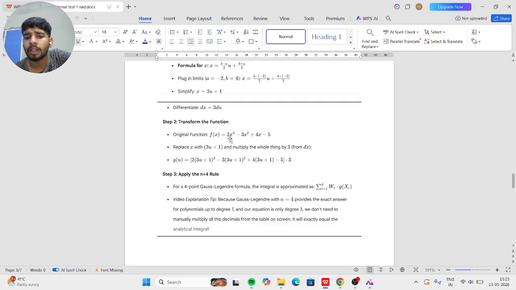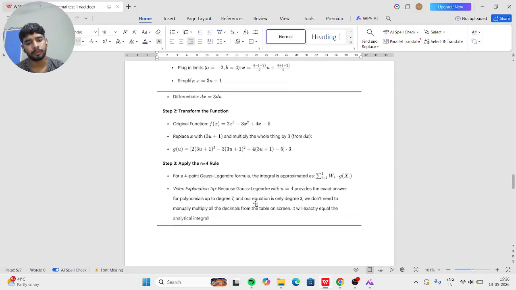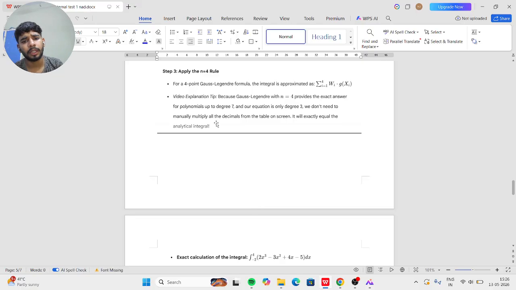Now we will transform the function. The original function is 2x cube minus 3x square plus 4x minus 5. After replacing x with 3u plus 1 as we have calculated here, and multiplying the whole thing by 3 from dx, our transformed function g(u) is 2 times (3u plus 1) whole cube minus 3 times (3u plus 1) whole square plus 4 times (3u plus 1) minus 5, and in place of dx, du, we will multiply it by 3. Now we will apply the n equals 4 rule.